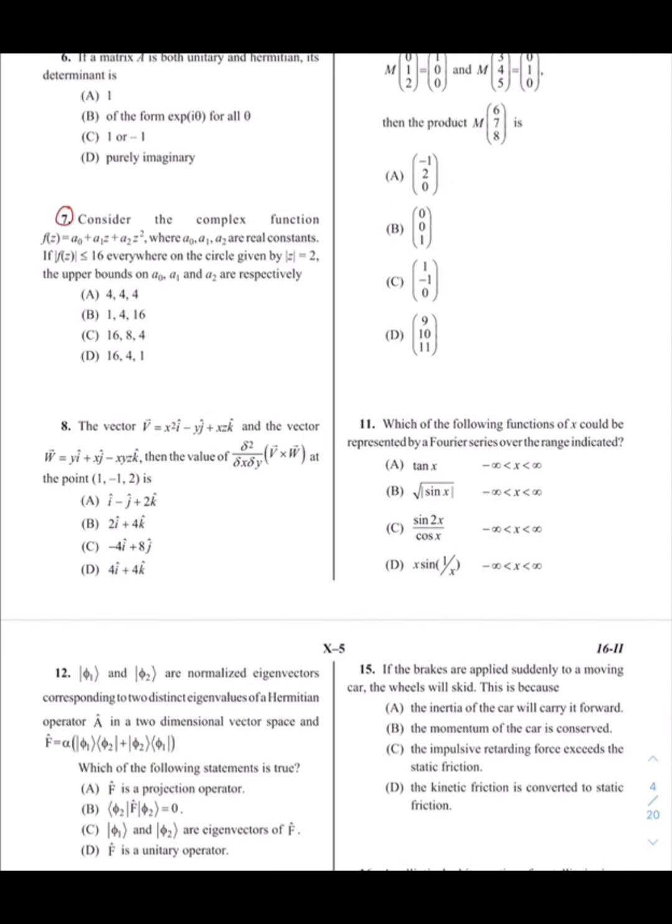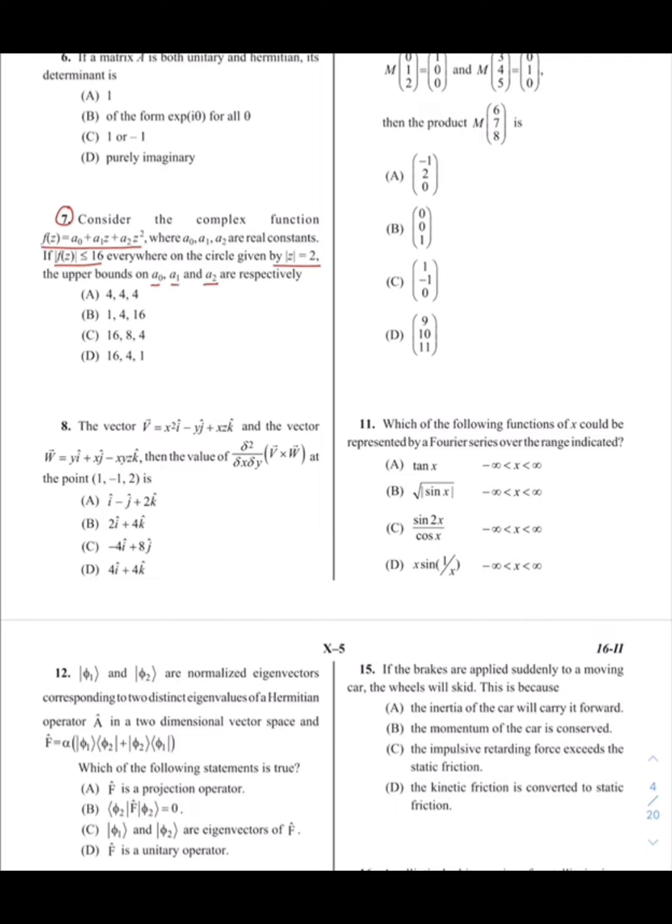In this problem, we are given a complex function f(z), and the upper bound of f(z) is 16 everywhere on the circle given by |z| = 2. We need to find the upper bounds of each of these coefficients a0, a1 and a2.